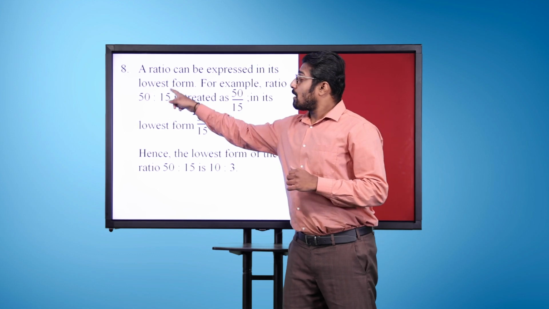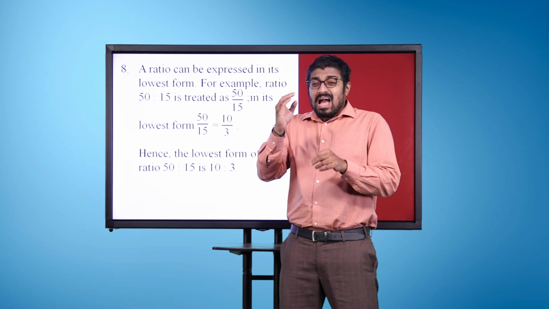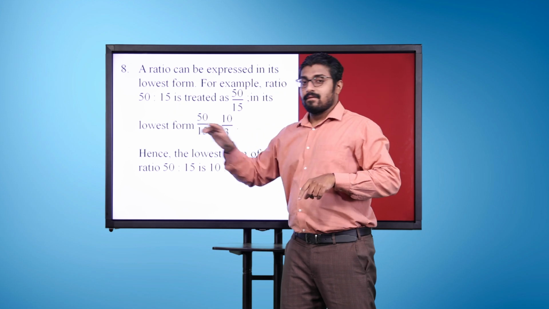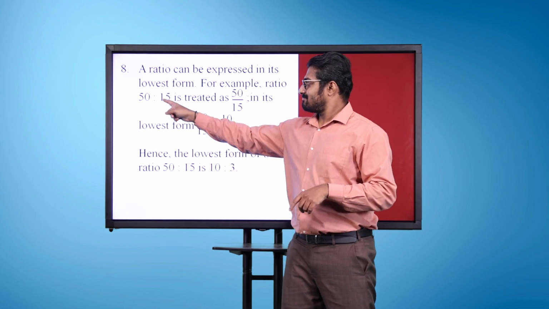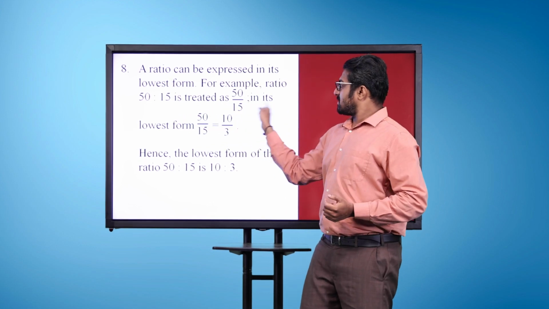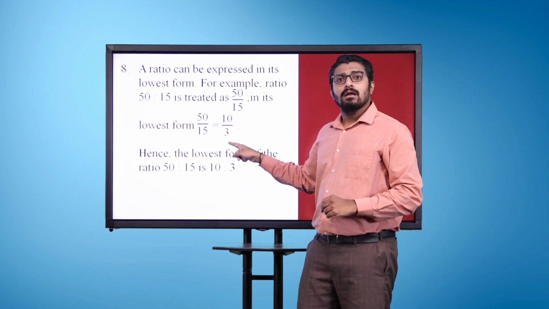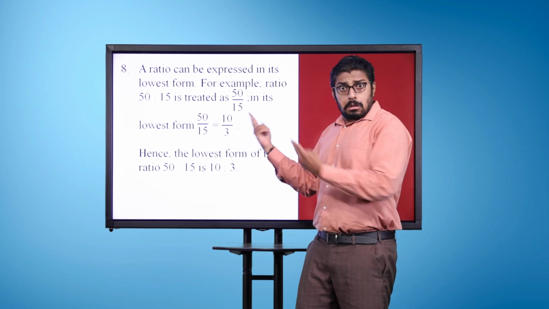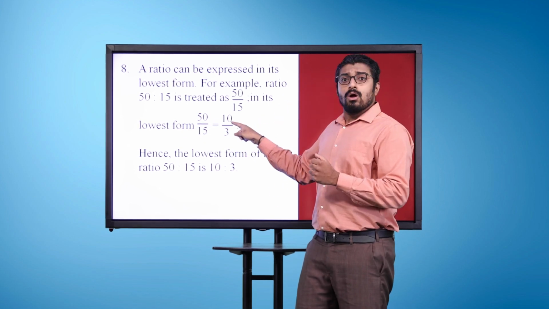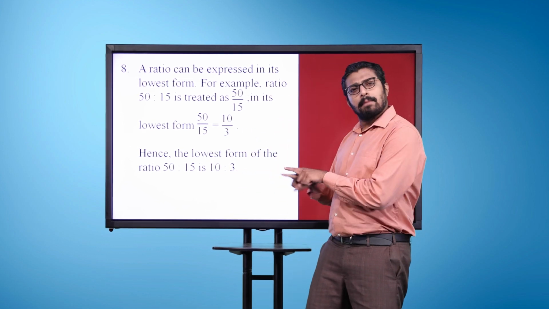8. A ratio can be expressed in its lowest form. For example, ratio 50:15 is treated as 50/15. In its lowest form, 50/15 is equal to 10/3. Hence, the lowest form of the ratio 50:15 is 10:3.